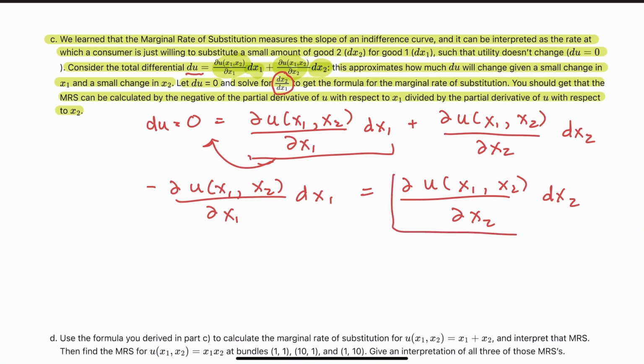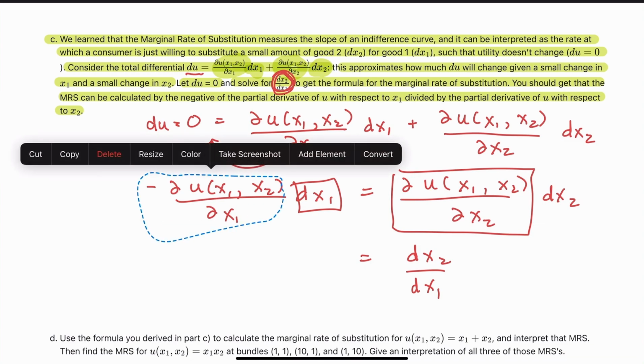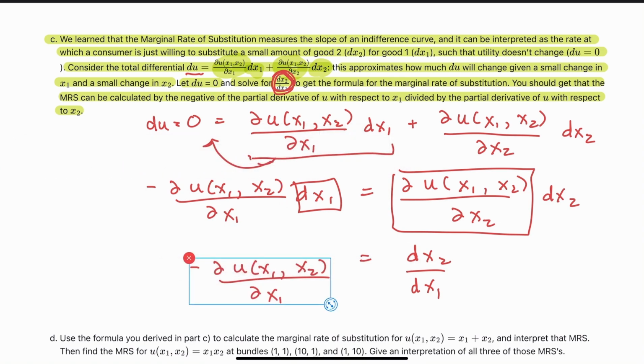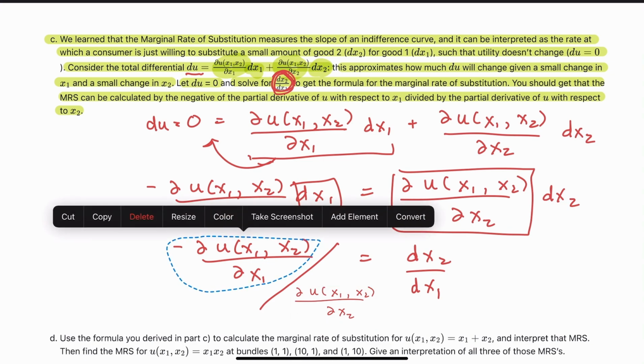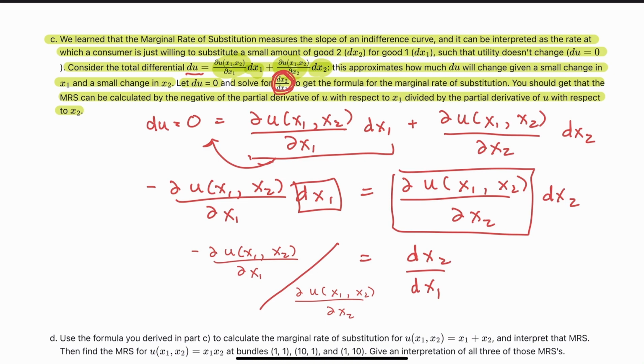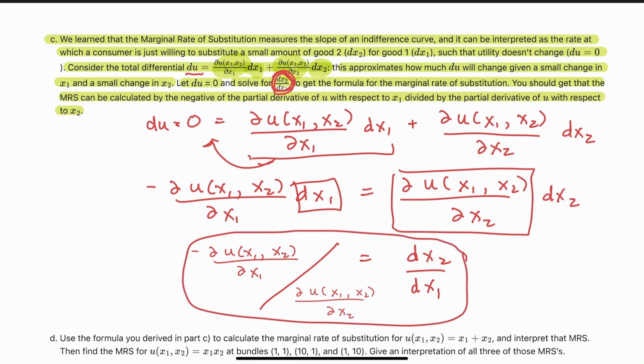Divide both sides by this term and by this term to get, on this side, dx2 over dx1, which is what we wanted. I can probably just copy paste. So negative partial with respect to x1 divided by this term here, the partial of u with respect to x2. Shrink that a little bit. And that is our formula for the marginal rate of substitution.